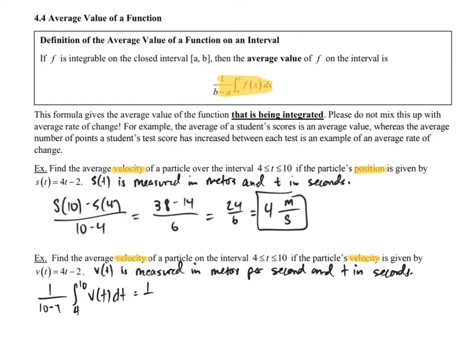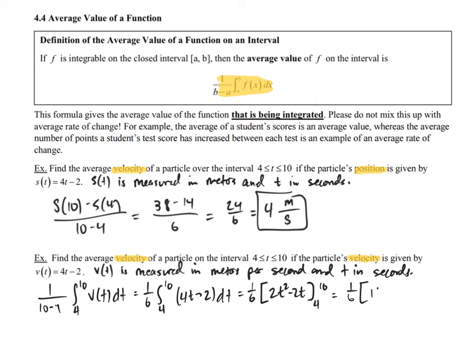So this will end up being 1 over 6, the integral from 4 to 10, of my velocity function, 4t minus 2 dt. And using the fundamental theorem of calculus here, this will be 1/6. The antiderivative of 4t minus 2 is 2t squared minus 2t, evaluated from 4 to 10. And so this will end up being 1/6 of, I'm just going to do some quick arithmetic here.